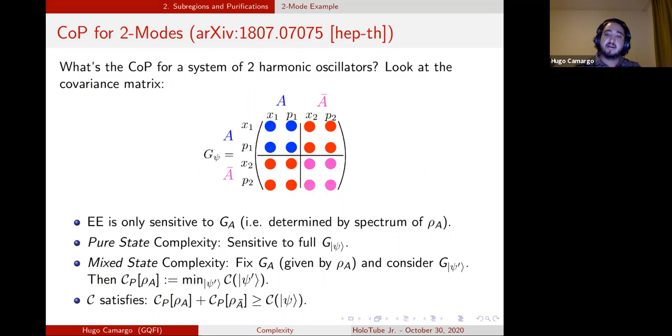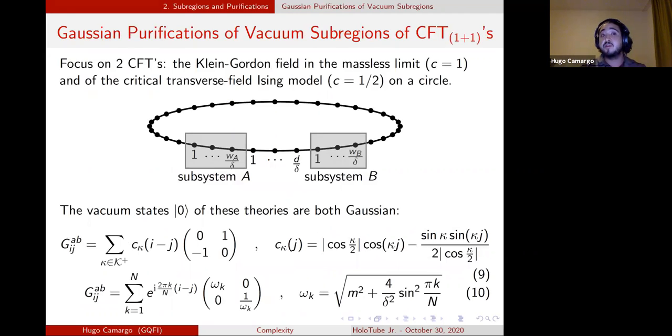Now, this is all fine, and this is for two modes. But then the question is, how can we really exploit the notion of Gaussian states? One very interesting thing that we can do is, of course, go beyond this simple two-mode example, and actually go to larger subregions of the vacuum state of free CFTs. And this is the main topic of our paper that I was mentioning at the beginning.